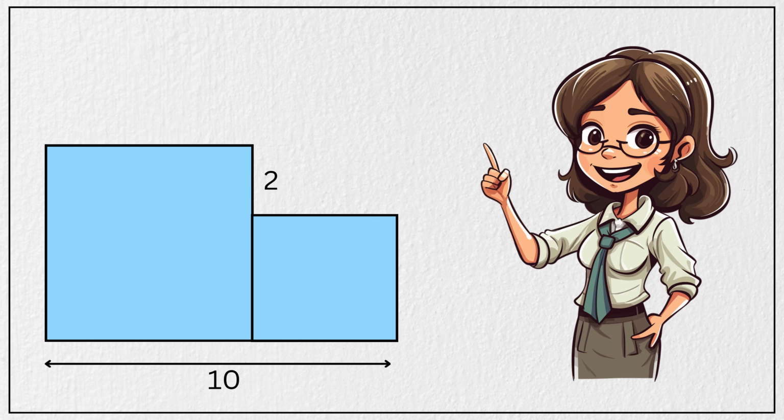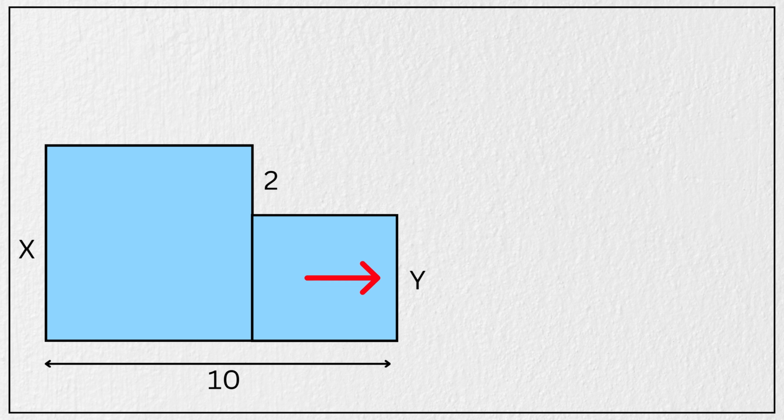First, let us define the side of this square as x units, and the side of this square as y units. That means this is also x units, and this is y units, correct? Now look, if this total length is 10 units, and this length is x units, and this length is y units, then we have the first equation as x plus y equals 10, right? Similarly, if this total length is x units, and this length is 2 units, and this length is y, we have another equation as x minus y equals 2.